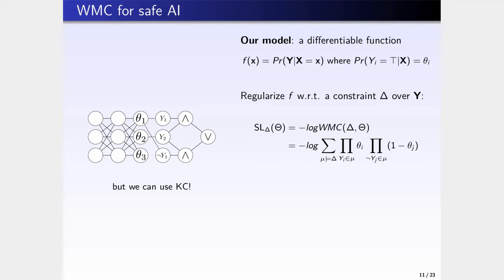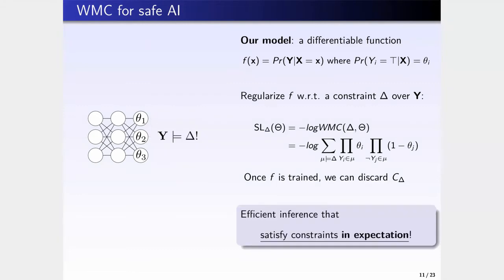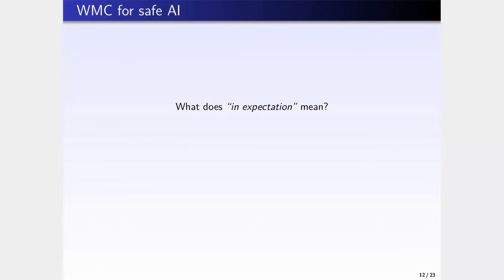And in contrast with what I showed you earlier, the cool thing here is that at the end of the training, we can simply discard the circuit. And what we end up having is a model that satisfies constraints with high probability in expectation. Then you may ask me, yeah, but what does in expectation mean, right? Okay, I can use a test set, for instance, and then I can compute the ratio of predictions that satisfy the constraint. Our model is gonna satisfy the constraint 90% of the time.